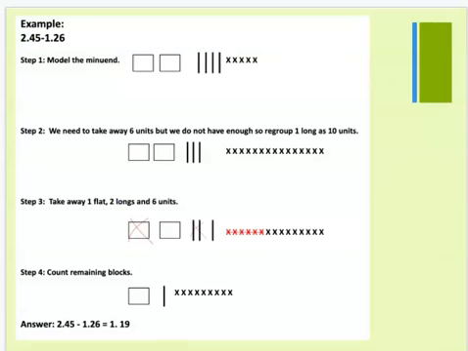First you model the minuend, so 2 flats, 4 longs, and 5 of the small cubes. We need to take away 6 of the small cubes, but we don't have enough, so we're going to regroup 1 long as 10 of the small cubes. Now we can take away 1 flat, 2 longs, and 6 units, which was our subtrahend. Now we're just going to count the remaining blocks, and we get 1 flat, 1 long, and 9 units. So our answer must be 1 and 19 hundredths.